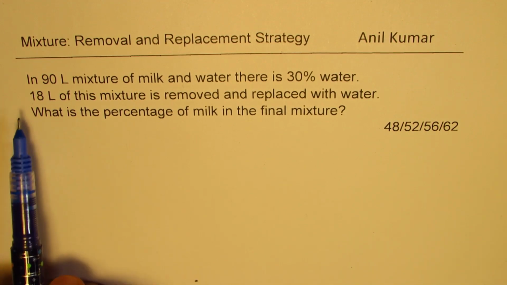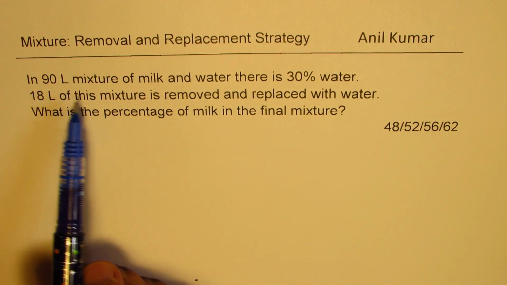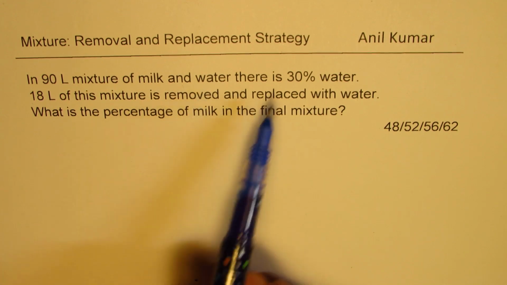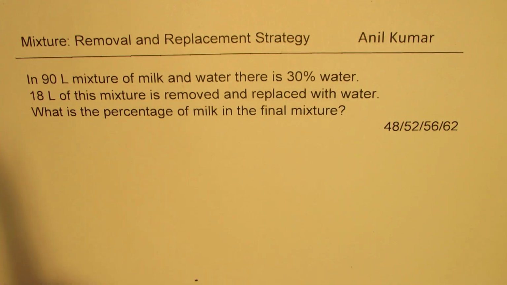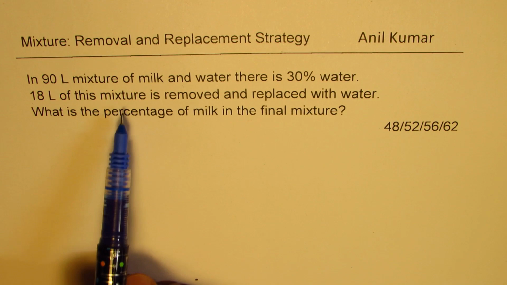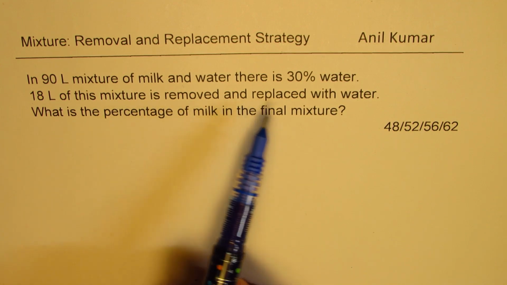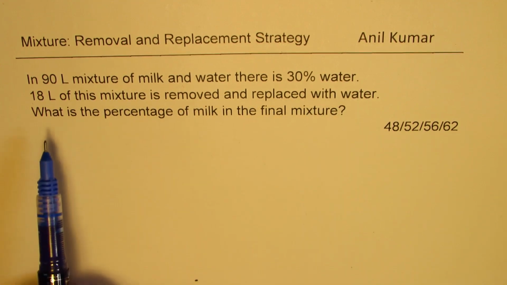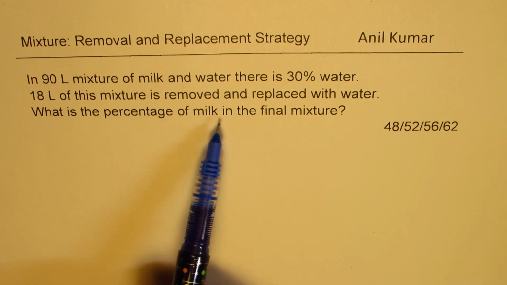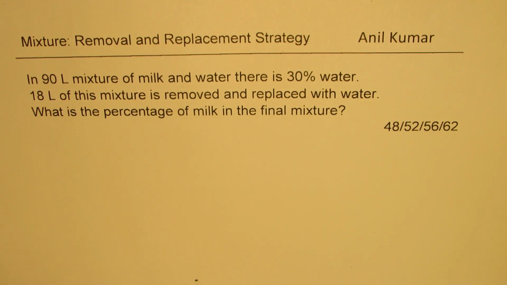The question here is, in a 90 liters mixture of milk and water, there is 30% water. 18 liters of this mixture is removed and replaced with water. What is the percentage of milk in the final mixture? So let's look into the flow of the steps which take place, and then we'll also derive a formula and a shortcut method to find the solution.